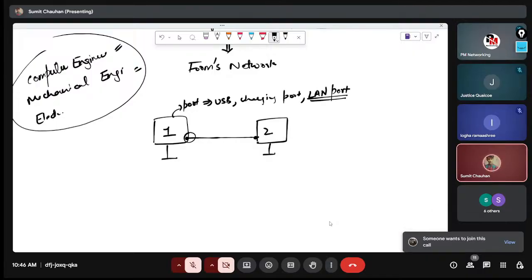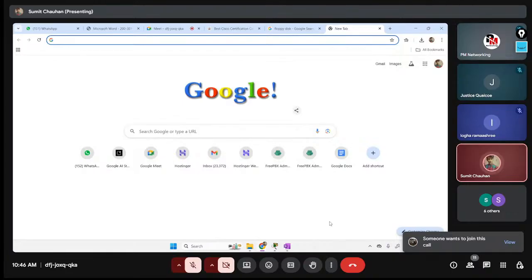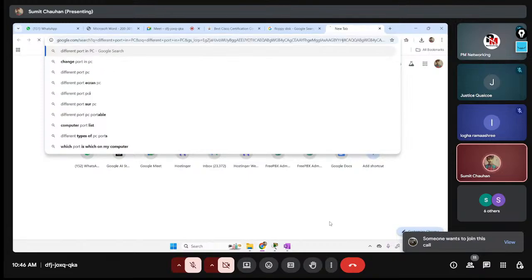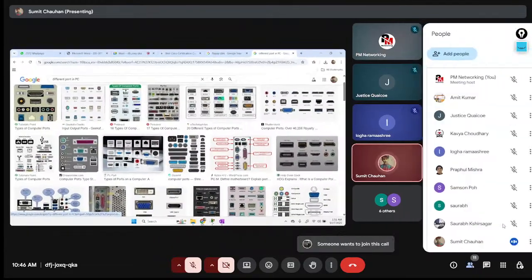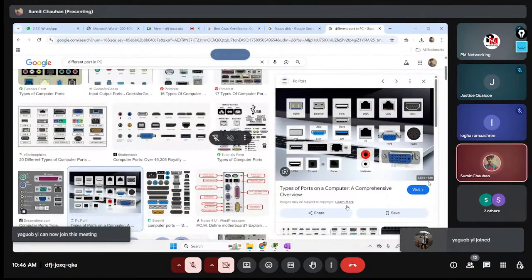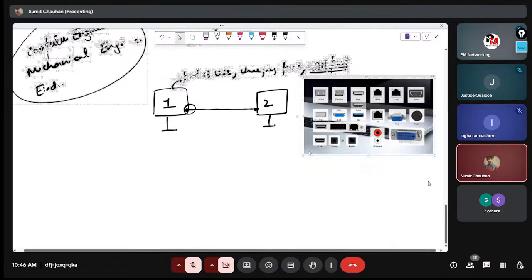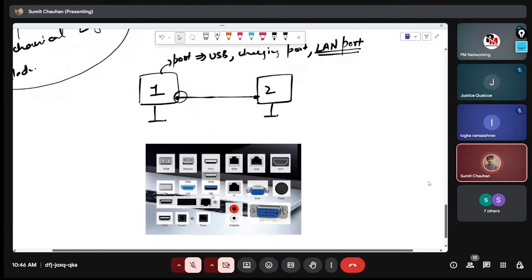LAN port. If you want to see the images, let's go on the internet, and with the help of network, we are just researching our knowledge. Different ports in PC. Then we will see the images section from Google. You can see we have multiple ports, guys. Copy image. And if you are using your laptop or your PC, just go and check how many ports you have and what kind of ports you have. Each port is used for a different connectivity to get a different result.